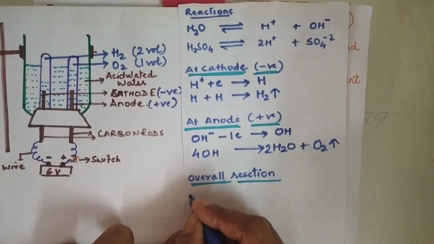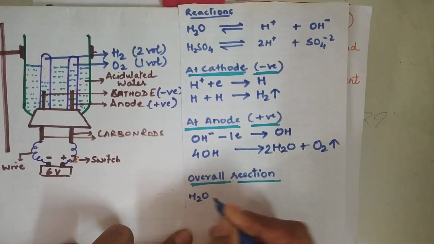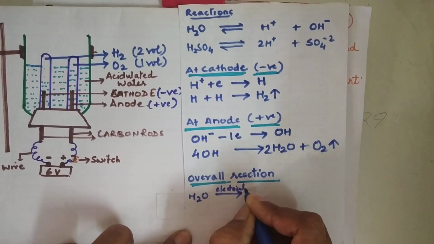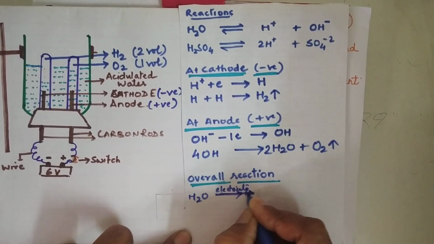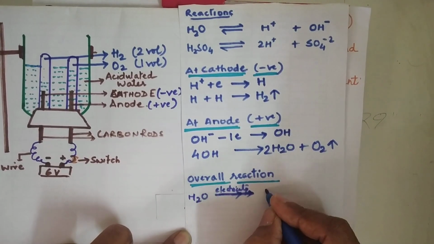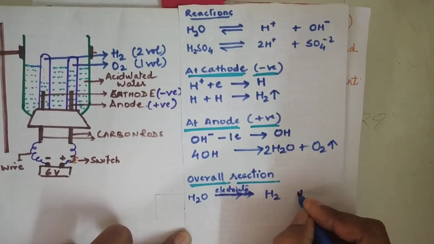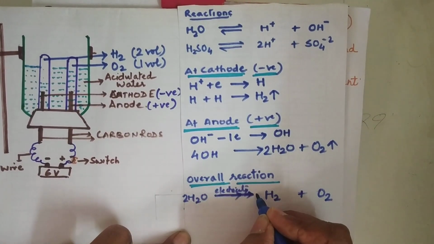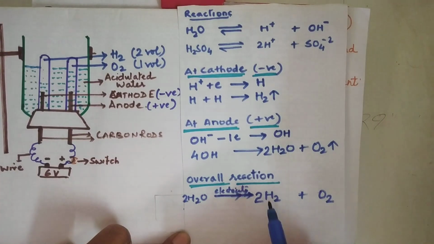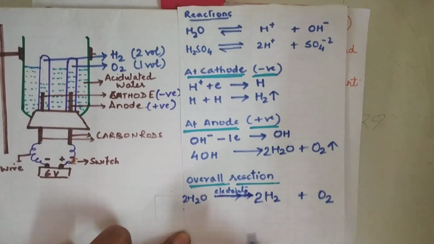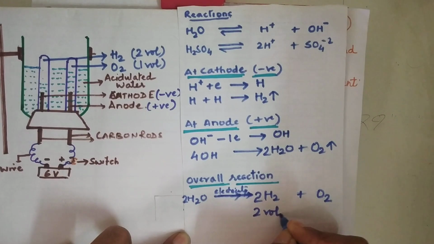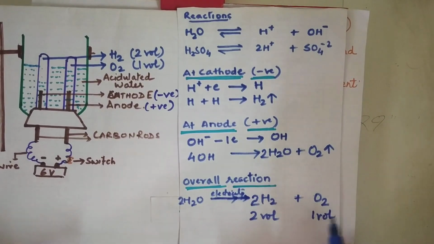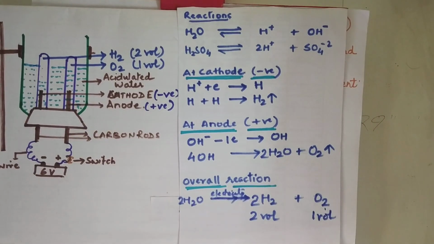So what is the overall reaction if I write it? H2O, when you pass electricity through it, you will get two products, hydrogen plus oxygen. If you balance it, you put a 2 here and a 2 here. So you see the ratio of hydrogen and oxygen is 2:1. This will be 2 volumes and this will be 1 volume. That is, if this is 1 cc, this will be 2 cc.